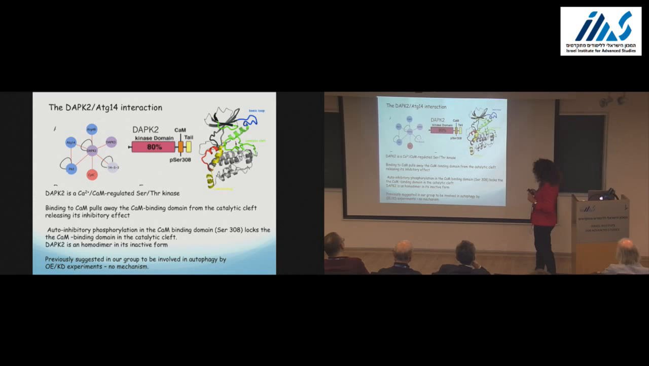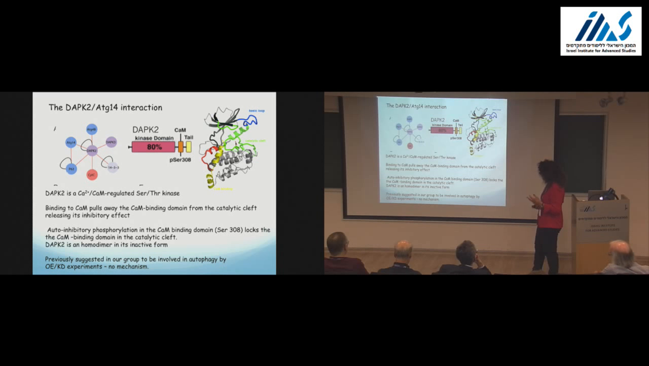And here you can see the 3D structure. So this is the calmodulin regulatory domain that blocks the catalytic cleft as long as there is no calcium in the system. Whenever calcium calmodulin come, they bind to this region and pull away the calmodulin regulatory domain from the catalytic cleft. This is the upper lobe, the lower lobe, the calmodulin regulatory domain, and this is the silent form of the kinase. In addition, there is a negative autophosphorylation in the calmodulin regulatory domain at serine 308. And this autophosphorylation locks the calmodulin binding domain in the catalytic cleft. So that is a double mechanism to lock the enzyme and to prevent its activation under basal conditions.